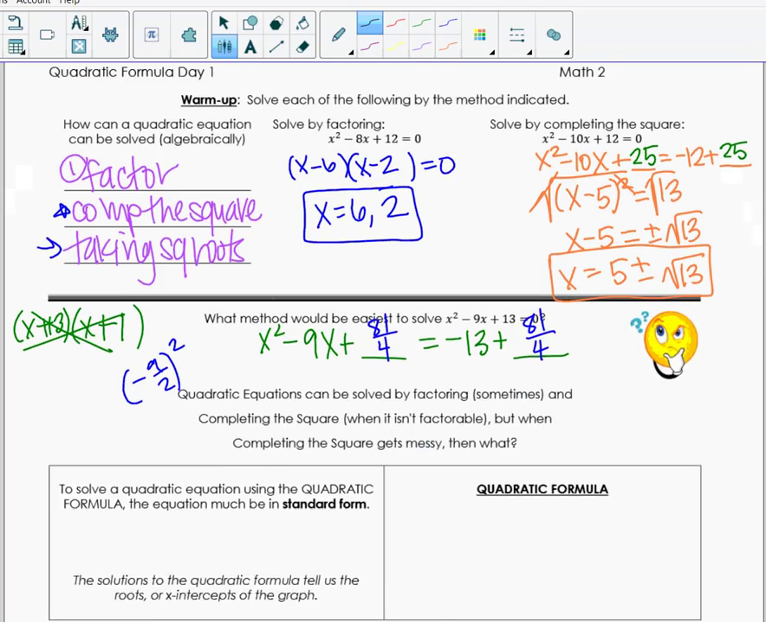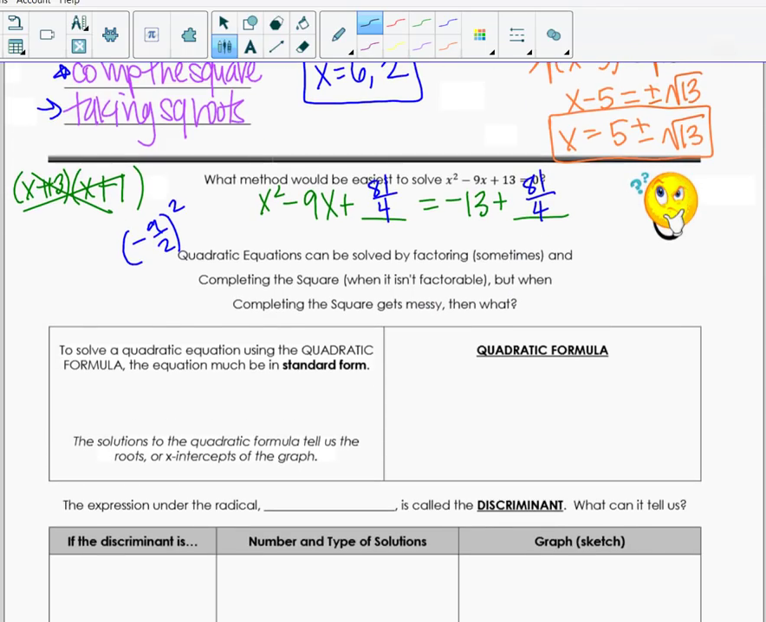The fourth and final option we have is what's called the quadratic formula. Okay. To solve a quadratic equation using the quadratic formula, you have to have the equation in standard form. So you have to be looking at ax squared plus bx plus c equals 0.